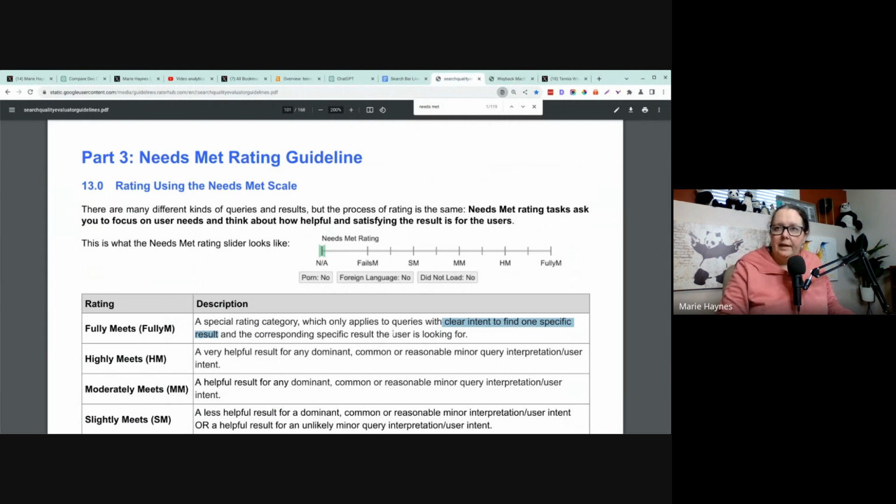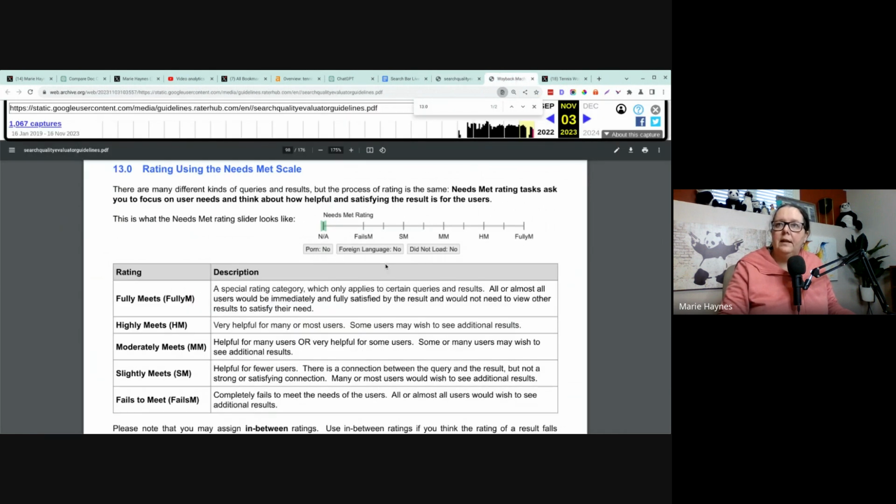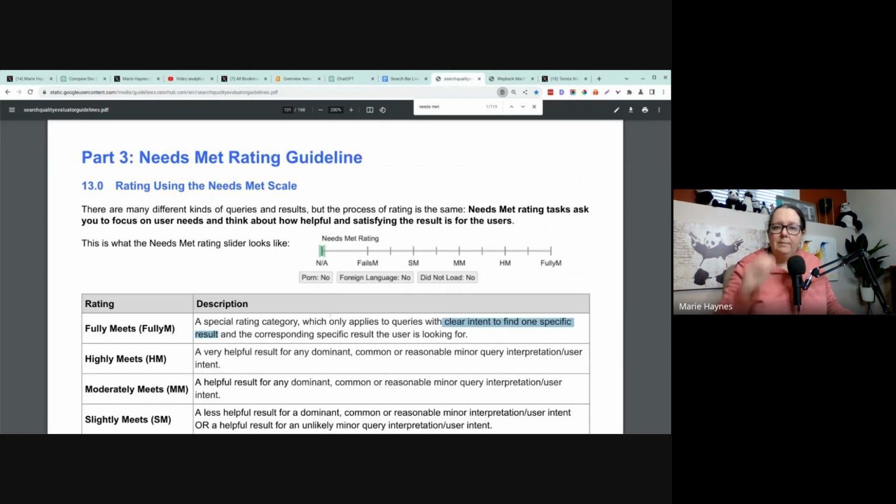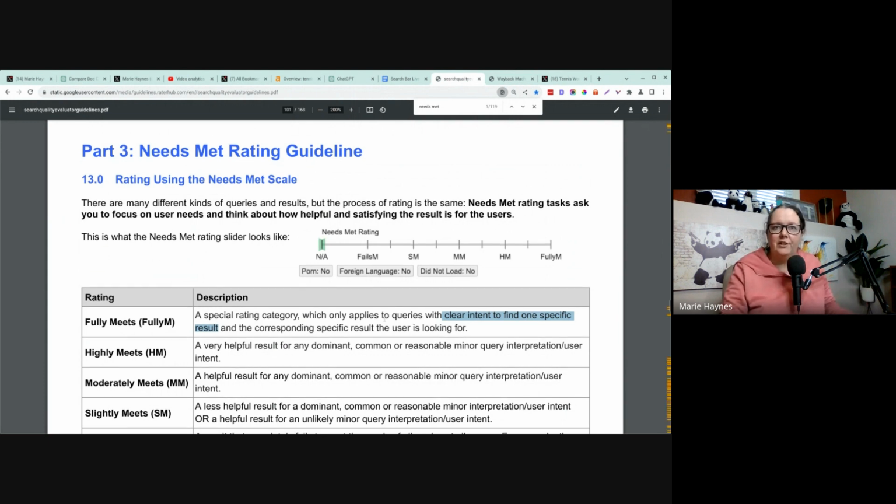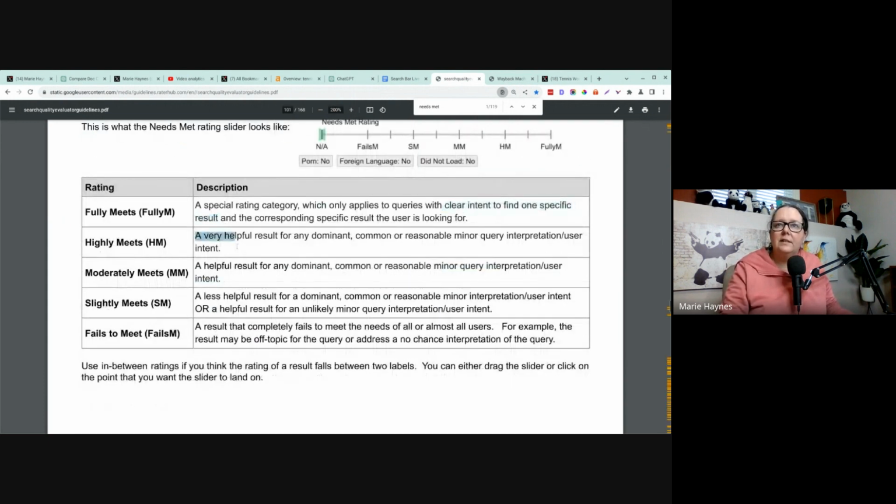A special rating category, okay, clear intent to find one specific result. And it used to say only applies to certain queries and results. Okay, so you can fully meet the needs of searchers if there's a clear intent to find one specific result, which I think would be like if you're looking for a brand or it's a navigational search, somebody's looking for your address. Highly meets.